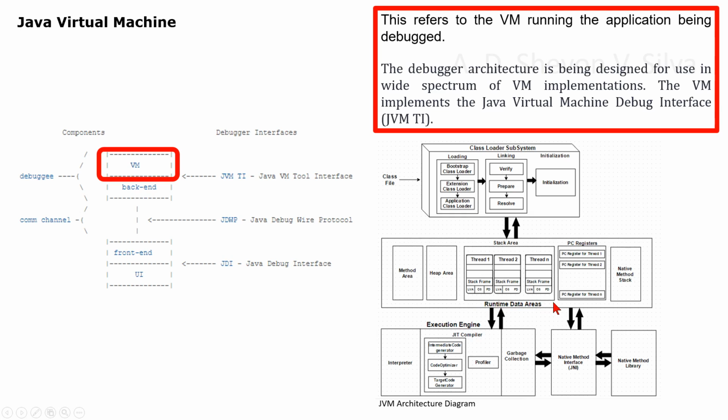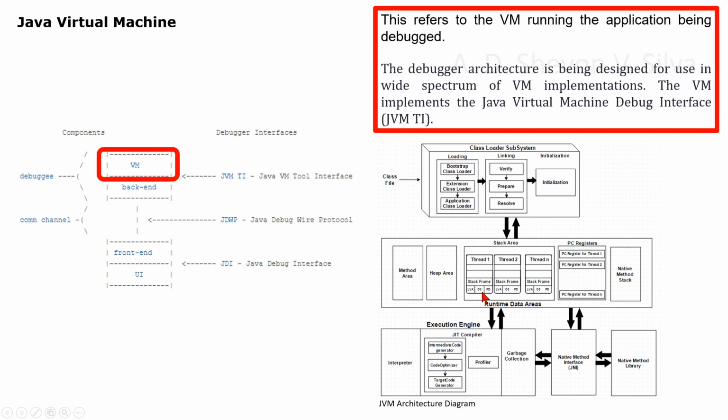Stack area. For every thread, a separate runtime stack will be created. For every method call, one entry will be made in the stack memory, which is called a stack frame. All local variables will be created in the stack memory. The stack area is thread safe since it is not a shared resource. The stack frame is divided into 3 sub-entities. Local variable array, related to the method, how many local variables are involved, and the corresponding values will be stored here.